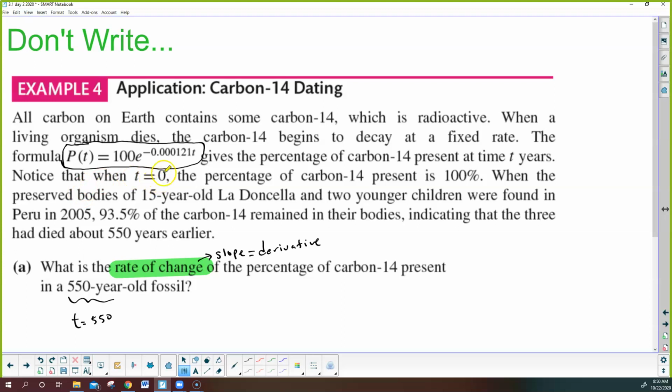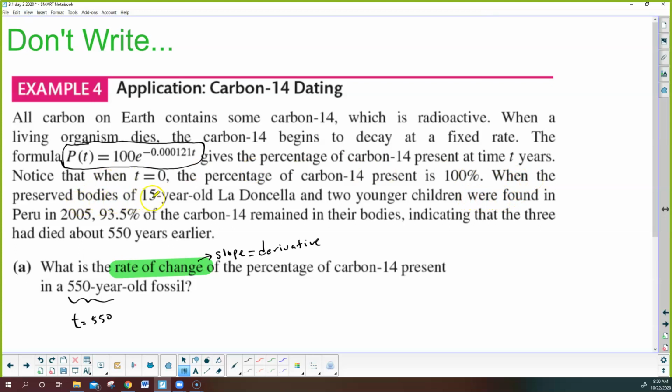Notice that when t is 0, so if I plugged in 0 here, that would give me e to the 0, which is 1, is 100. So then that means at time 0, there's 100% of the carbon-14 present. That means the object probably just died, whatever it was, all living organisms.